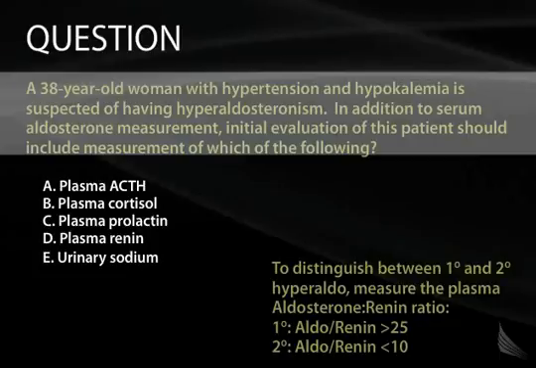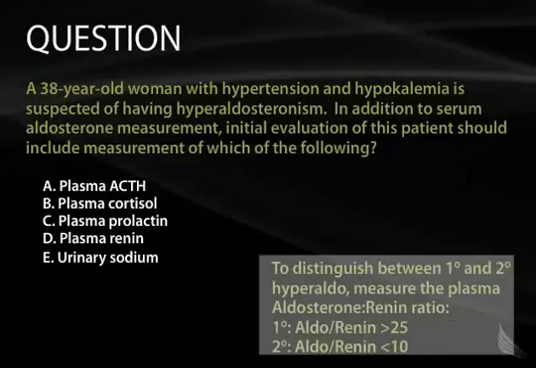Again, if you recall, in the primary case, the problem is the aldosterone itself, and aldosterone is increased, the feedback system is in place, and therefore renin will be suppressed. Therefore, in primary hyperaldosteronism, the aldosterone over renin ratio will be high, and it's typically above 25. Whereas in the secondary situation, the primary driver is in fact the renin itself, which then increases the aldosterone, and so the ratio of aldosterone over renin will be low, usually lower than 10. So this is a simple way to distinguish between primary versus secondary hyperaldosteronism.